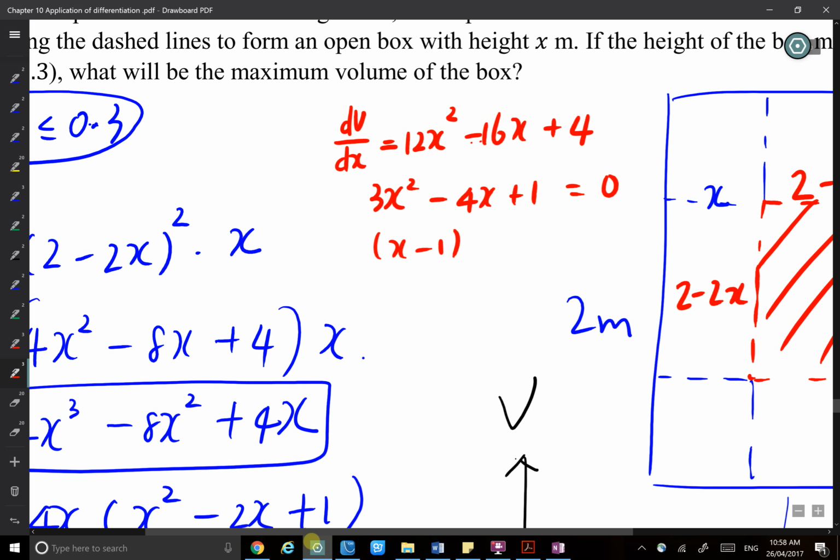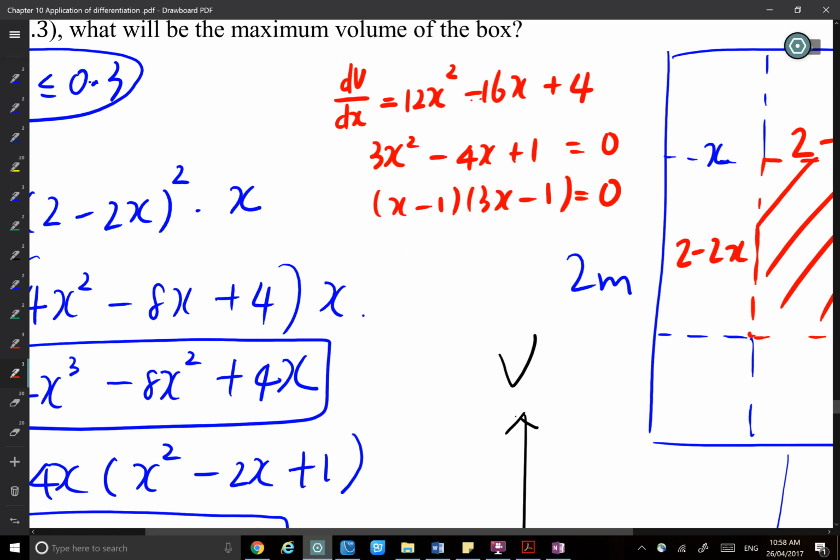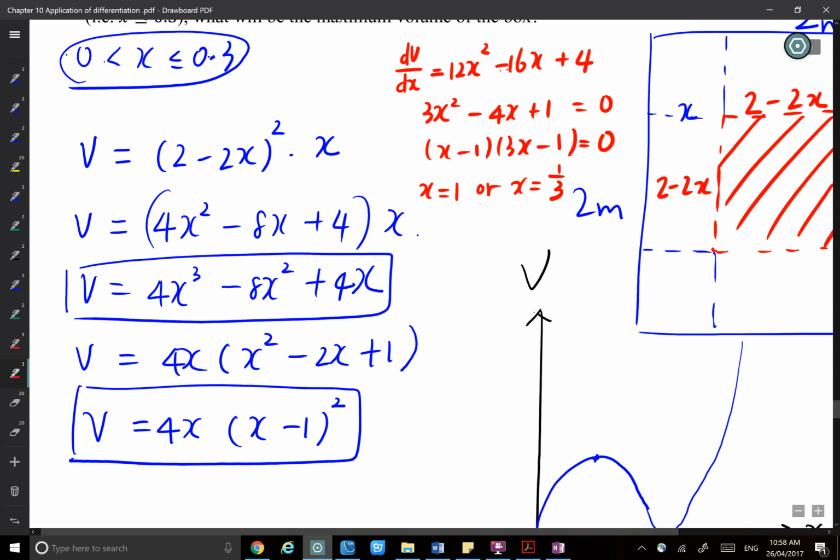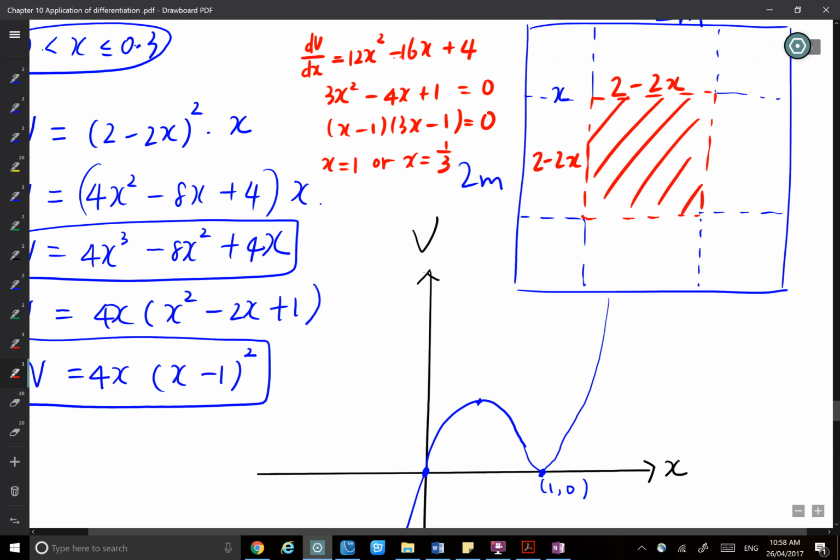(x minus 1)(3x minus 1) equals 0. Okay. Minus 3x, minus 1x, minus 4x, and plus 1. So x equals 1 or x equals 1 on 3. Okay, x equals 1 is the minimum turning point, which is here. That is 1. Then this point will be 1 on 3.